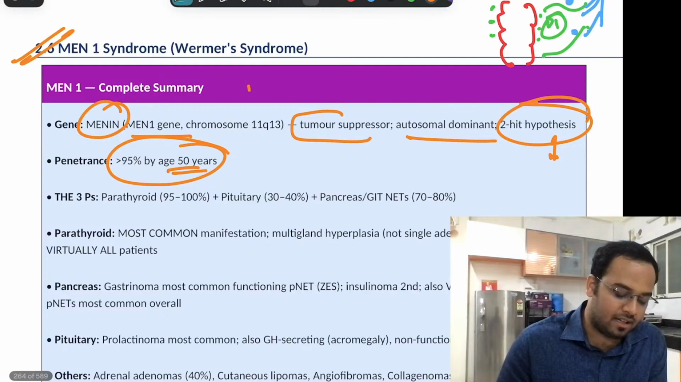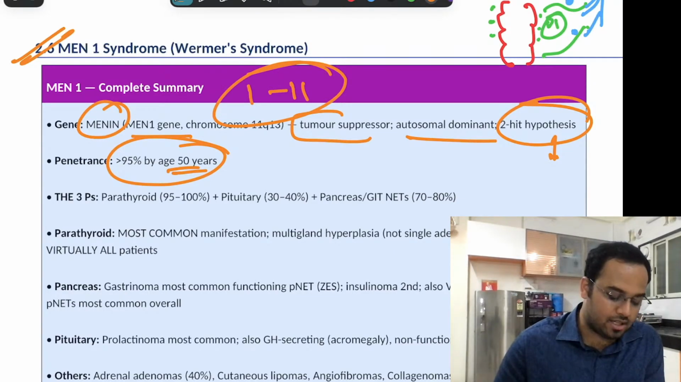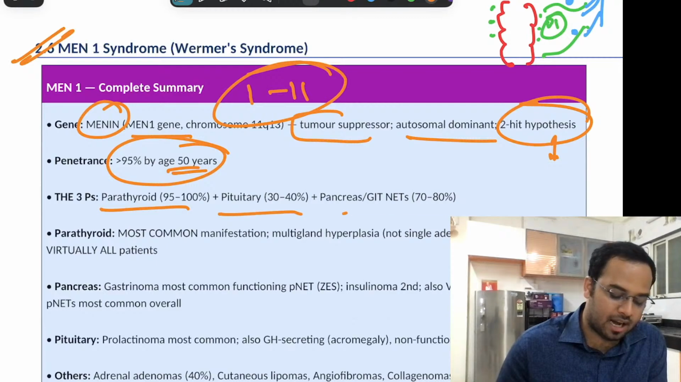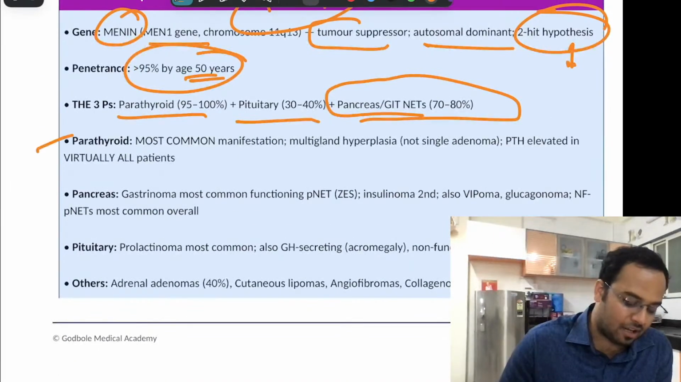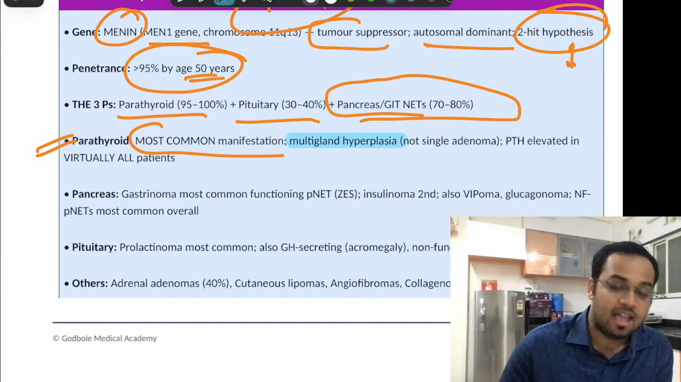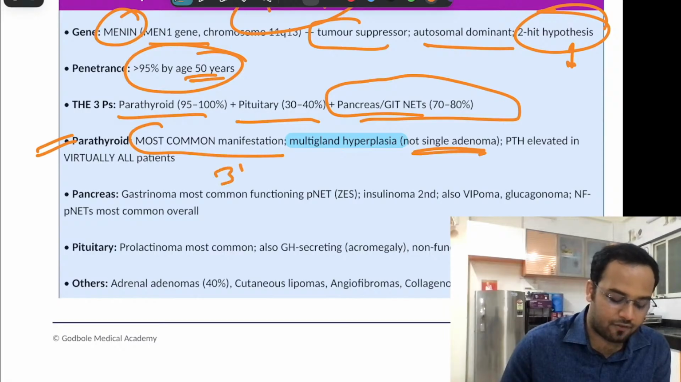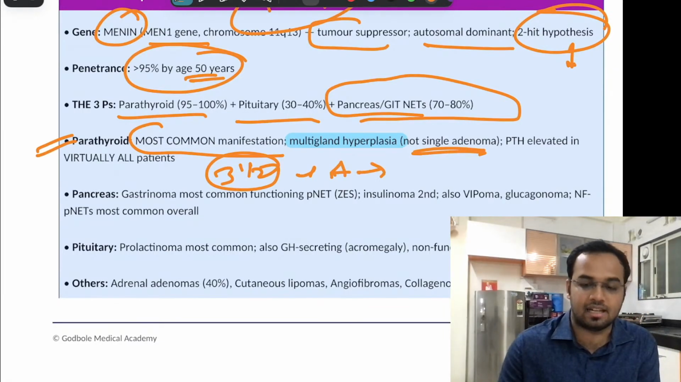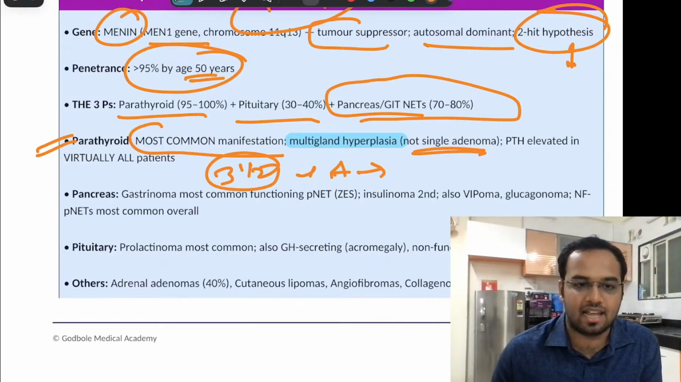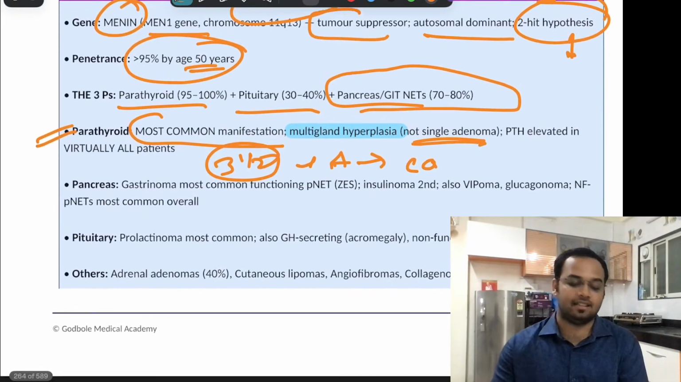MEN 1 is located on chromosome 11. So remember 1, 1, 1. The 3 P's: parathyroid, pituitary, and pancreas or GI tract neuroendocrine tumors. Parathyroid is the most common manifestation. It is going to be multiglandular hyperplasia, not a single adenoma. We already saw that we go for 3.5 gland excision with autologous implantation in the brachioradialis muscle. That same muscle is what we check if there is recurrence, for which we will look at the Casanova test. We have already seen it in the chapter.